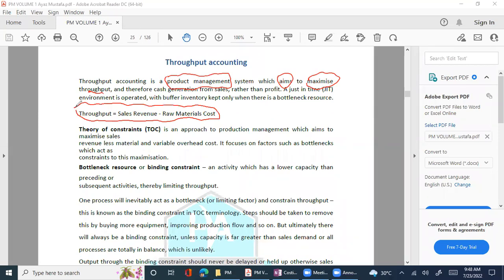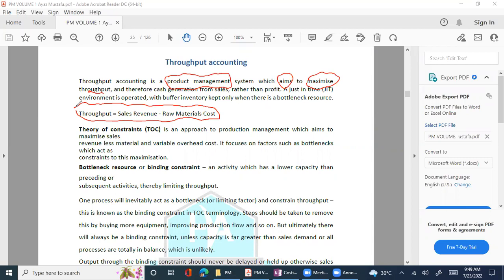This is just like the concept of contribution, where contribution is the sale price minus all variable cost. But here, throughput is the sale price minus raw material cost. And this throughput accounting concept is basically from the theory of constraints. What is the theory of constraints? It is an approach to production management which aims to maximize sales.